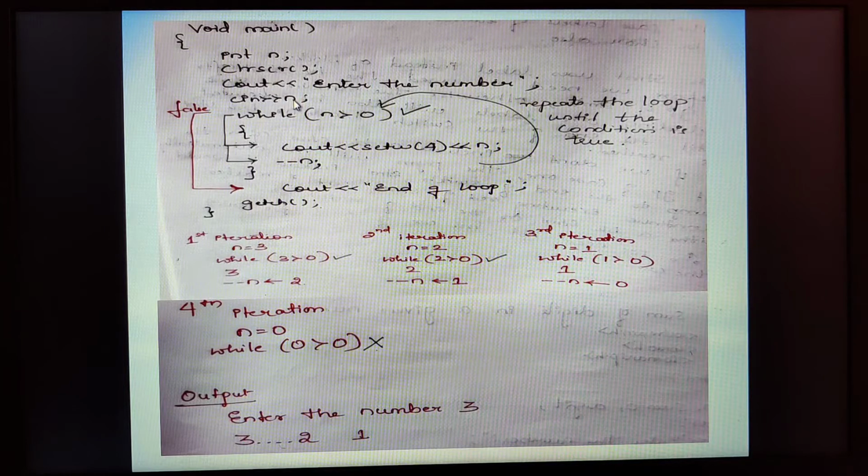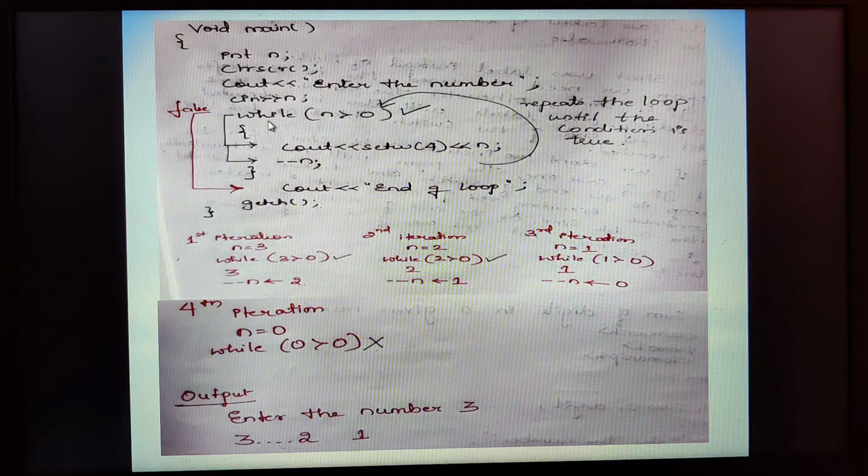So cin n. I am checking this number, and I am providing the condition that the number you have entered should be greater than 0. Now let me assume the value I have entered here is 3. So after that the variable n will hold the value 3.